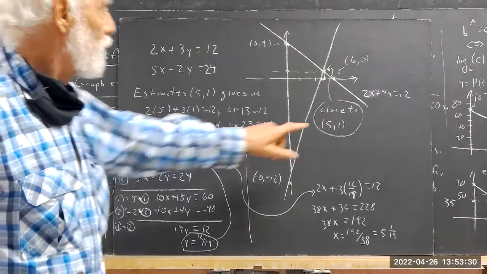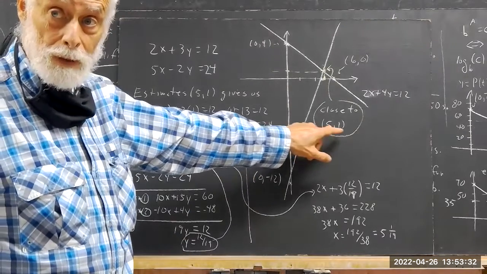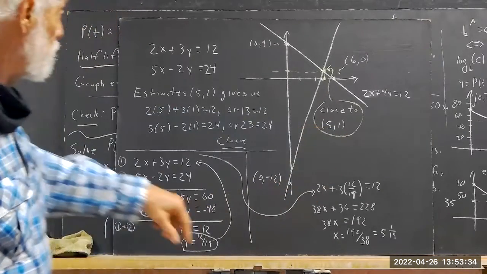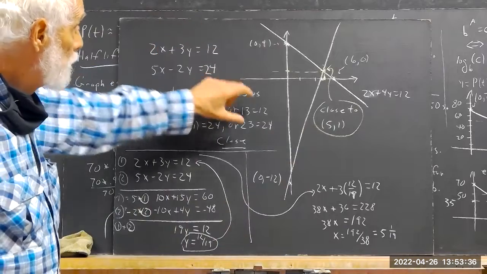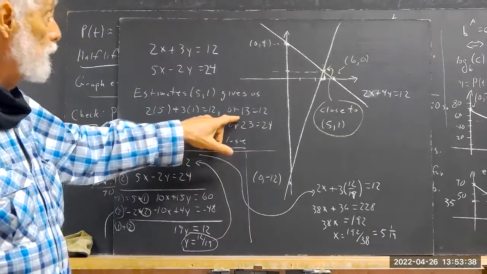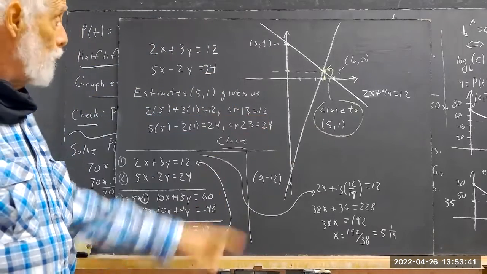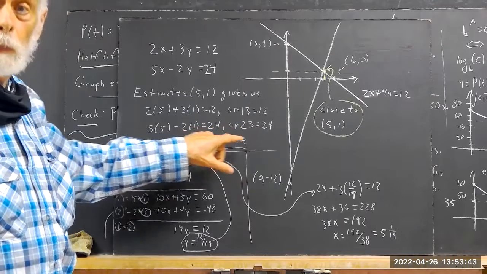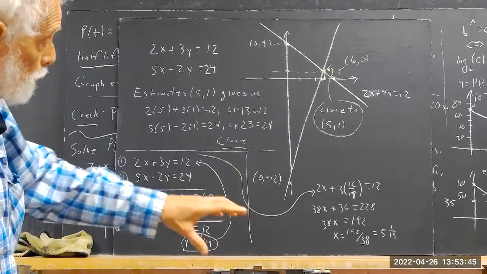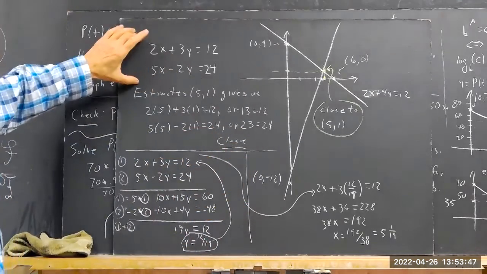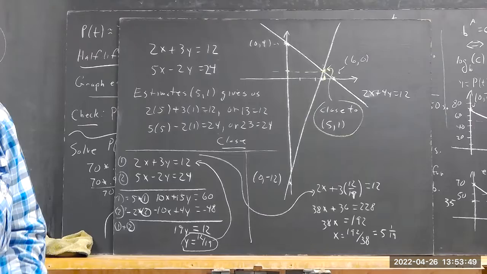So if I make this 5 just a little bigger and shrink that 1 down just a little bit, these numbers will match up. I won't get 13 equals 12, I'll get 12 equals 12. I won't get 23 equals 24, I'll get 24 equals 24. And I will have found an x and a y that satisfy both of these equations.